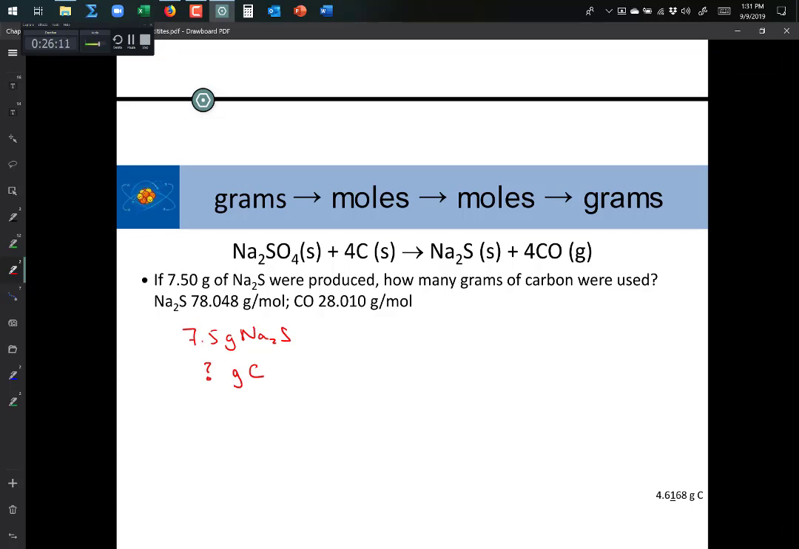So before you can use the coefficients, the 1, the 4, the 1, and the 4 that are up here, everything has to be moles. So if you get grams, you should automatically think, I have to convert to moles. So you're going to have grams of sodium sulfide, go to moles of sodium sulfide, go to moles of carbon, and then go to grams of carbon. And this pattern, grams to moles to grams, gets done over and over again, so you might as well get used to it. If you have grams, you probably need moles, and you probably need a molar mass. Like when you're doing your homework, you used to calculate molar mass out. Hopefully you guys are good enough at it.